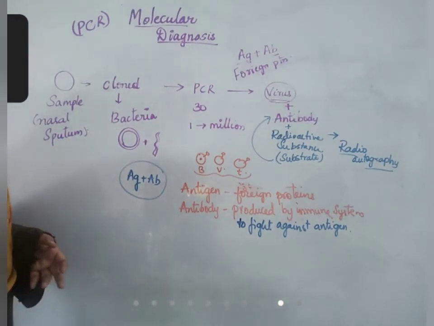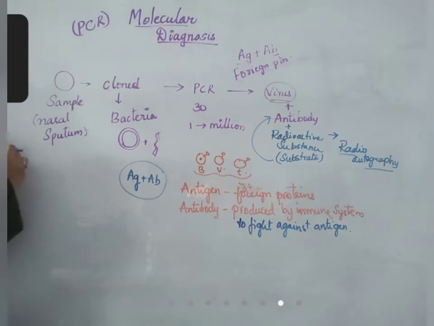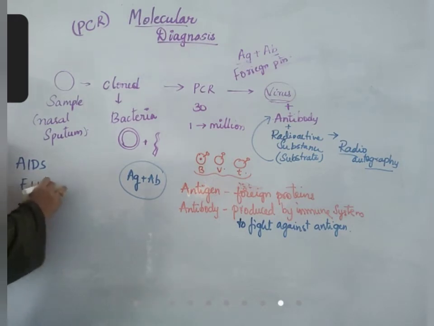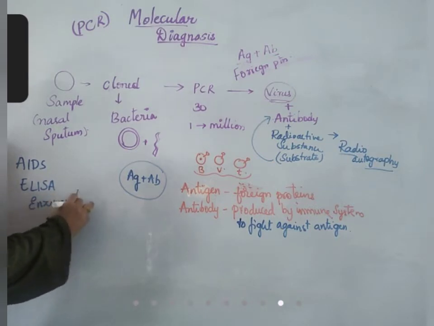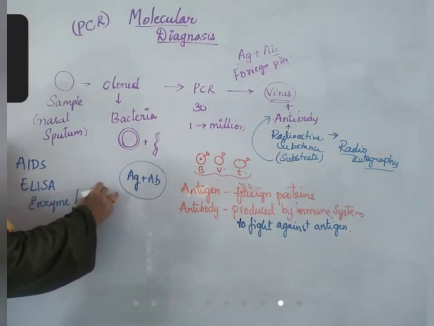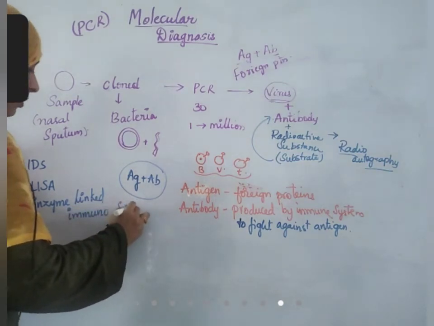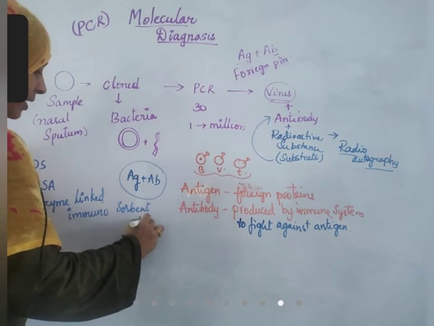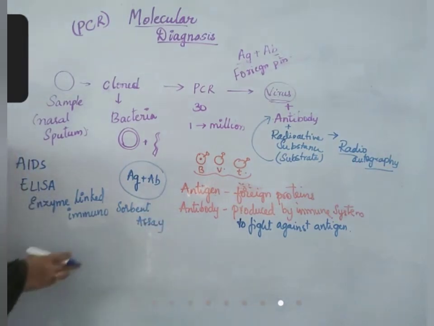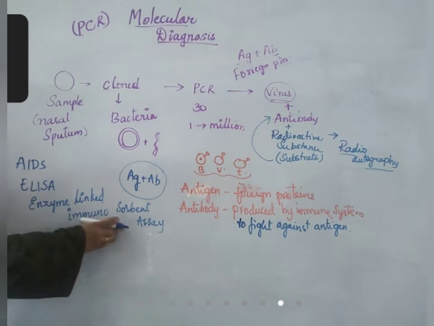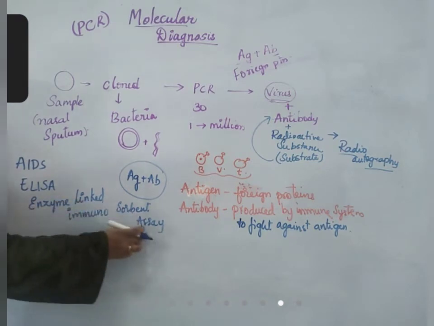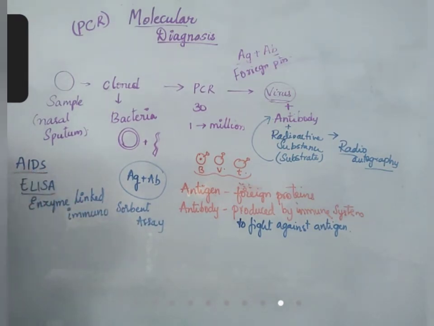Now, this is the same method that is used for testing AIDS also. For AIDS, what is the test that is used? ELISA. ELISA means enzyme linked immunosorbent assay. Assay means test here. Not that you are writing an essay. This means test. Enzyme linked immunosorbent assay is a test that is done for AIDS.